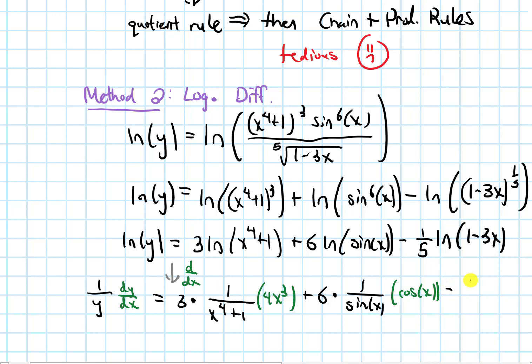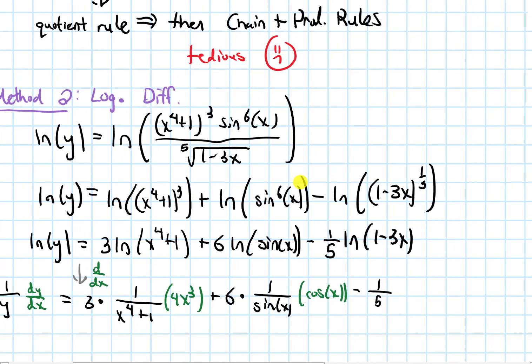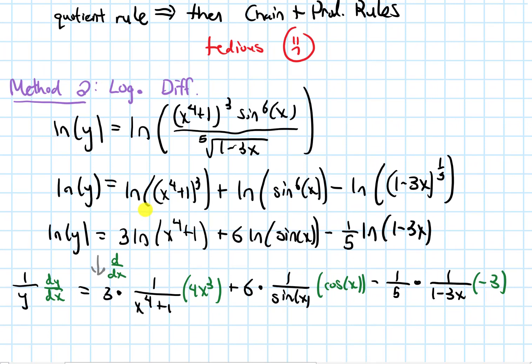Okay, and then I get minus 1 over 5, and then times 1 over this stuff, 1 over 1 minus 3x, times the derivative of this inside, which is negative 3. All right. So to end this, I'm going to multiply both sides by y. I'll get dy/dx and do a little simplification. So when I multiply by y, I'll get y times all of this stuff.